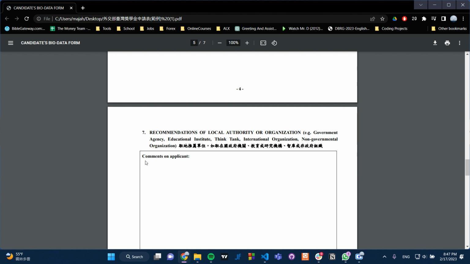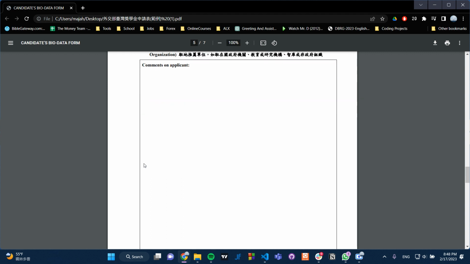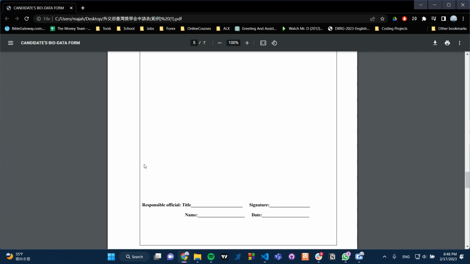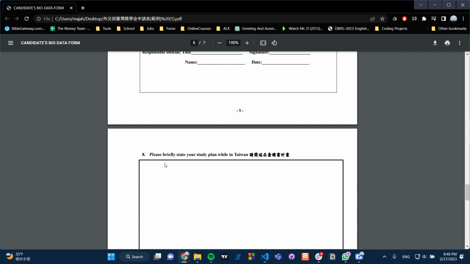Okay. Recommendations of local authority organization, e.g., government agency, educational institute, think tank, international organization, or non-governmental organization. This is where your teachers or your professors come in. But it's up to you who you want to choose to be your committee. The person has to fill up this space, sign, and put in a stamp where possible, and write the date. So, in this space that is provided, they have to fill in those details.